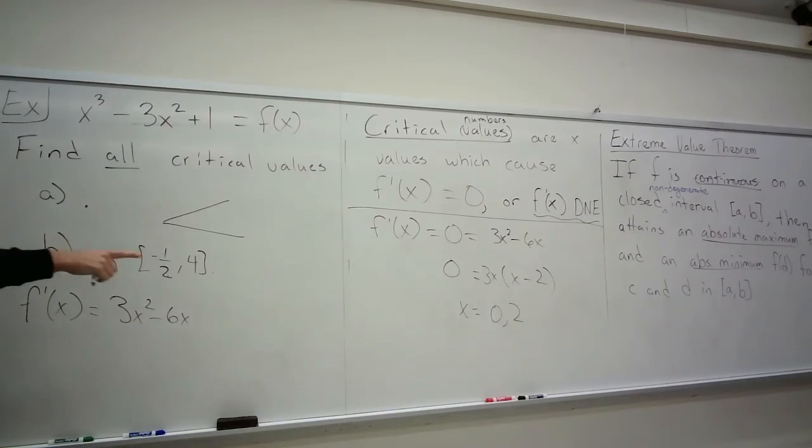The very fact that I found two critical values, though, tells me something about the shape of this graph in between. It tells me that it comes up, goes back down, and then goes up again. This is zero's input value. This is 2's input value. I guarantee if we check these values, we're going to find that the value at 2 is less than the value at 0.